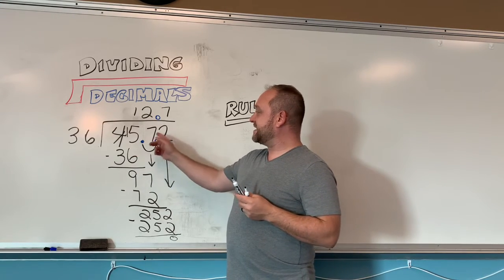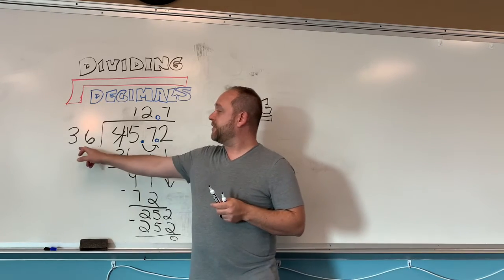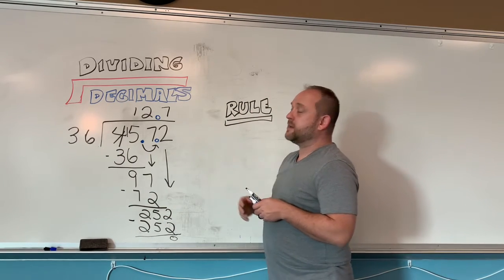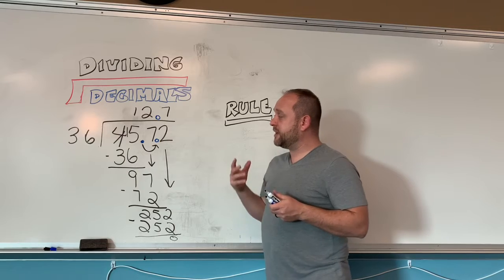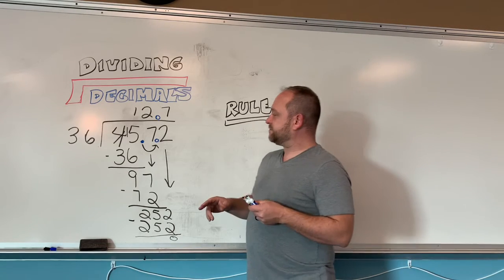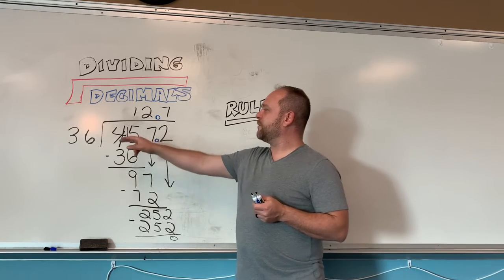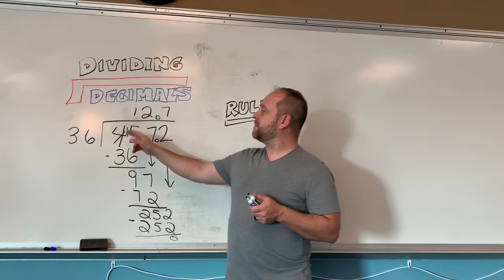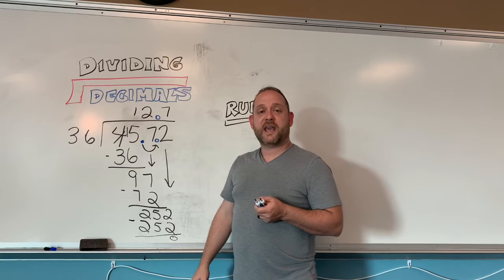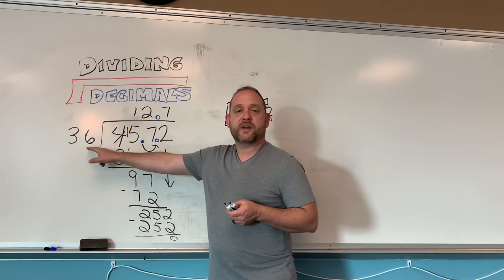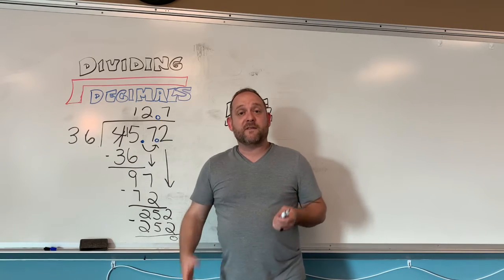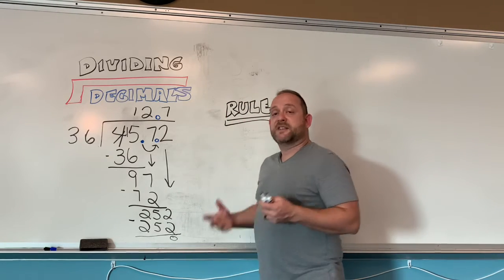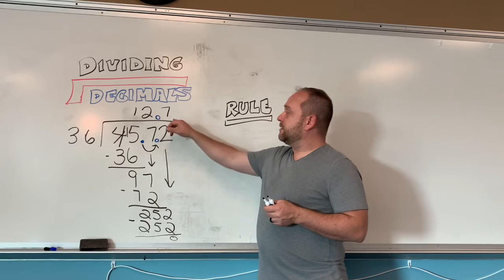So 45 and 72/100 divided by 3 and 6/10, that would give us 12 and 7/10. And that is pretty reasonable, because this number being 45 and 4 times 12 would give me something around 48. And since this is between 3 and 4, 45 would be a very reasonable amount there. So 12.7 is a very reasonable answer.